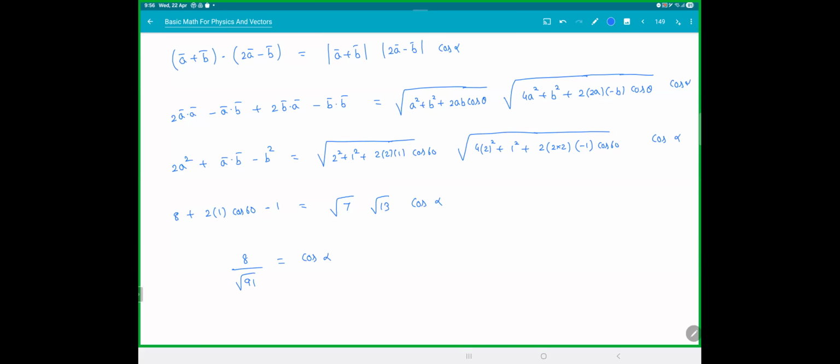All clear with this? This is a decent variety. You use both the parallelogram law of vectors on the RHS and the dot product on the LHS. Clear? Next one.